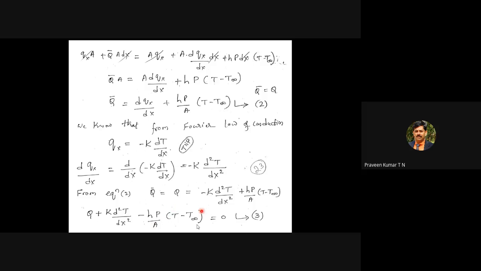Finally we end with one equation, which is the governing differential equation for conduction combined with convection. The first term is for heat generation, the second term is conduction heat transfer, and the third term is for convective heat transfer. We already finished one derivation, the Galerkin approach for conduction. In that equation we considered only the first two terms. Now you are considering the third term. That is the only difference between the previous derivation and today's derivation.